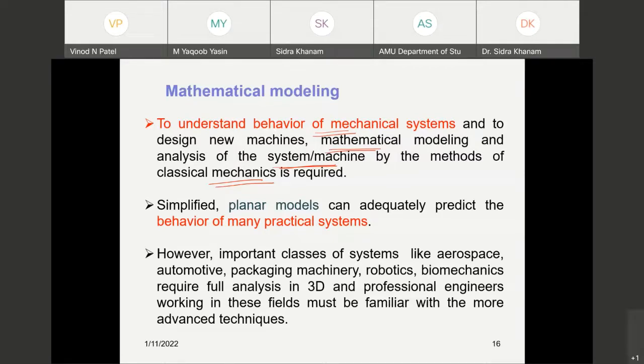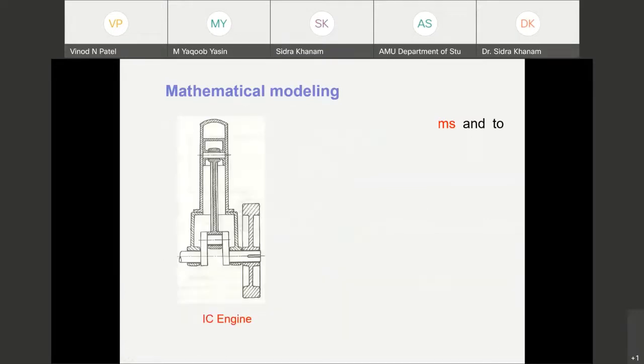You can find its first natural frequency for analysis. For some complicated and important classes of systems, like aerospace, automobile, packaging machinery and robotics, 3D models are derived. Based on the 3D model, we find the stiffness of the components and what kind of damping is available, and based on that model we derive the equations of motion, and we can solve those equations of motion.